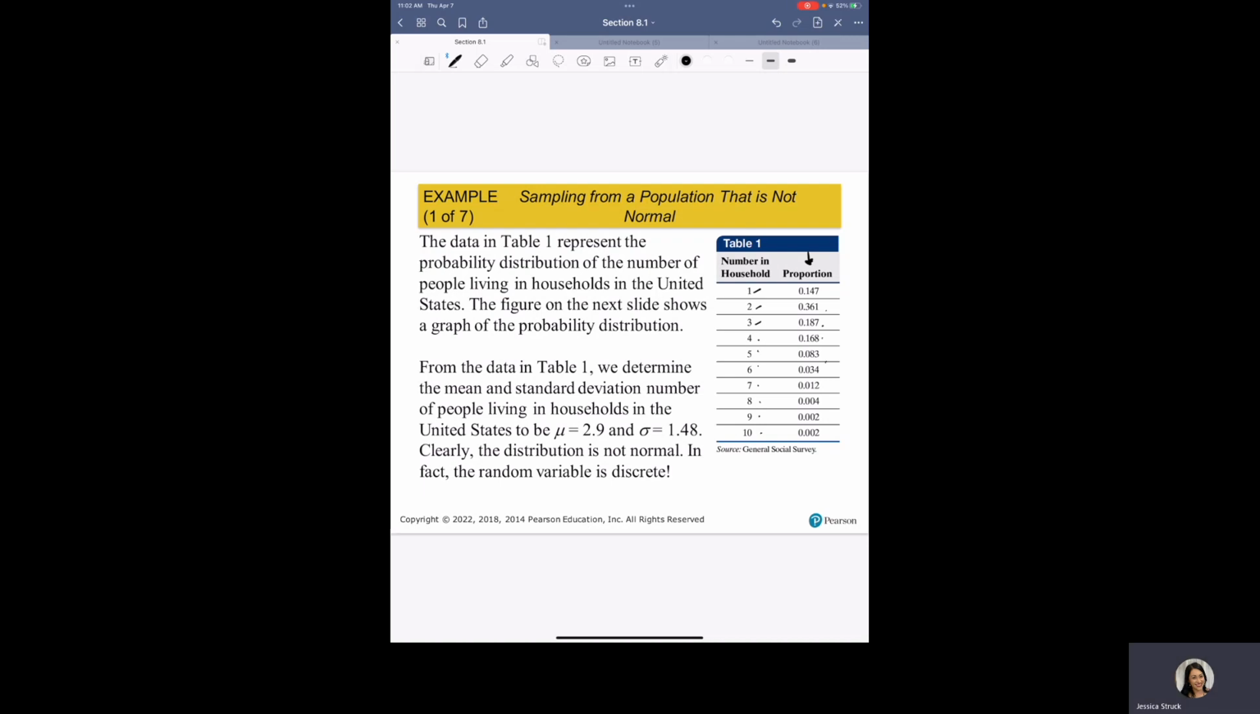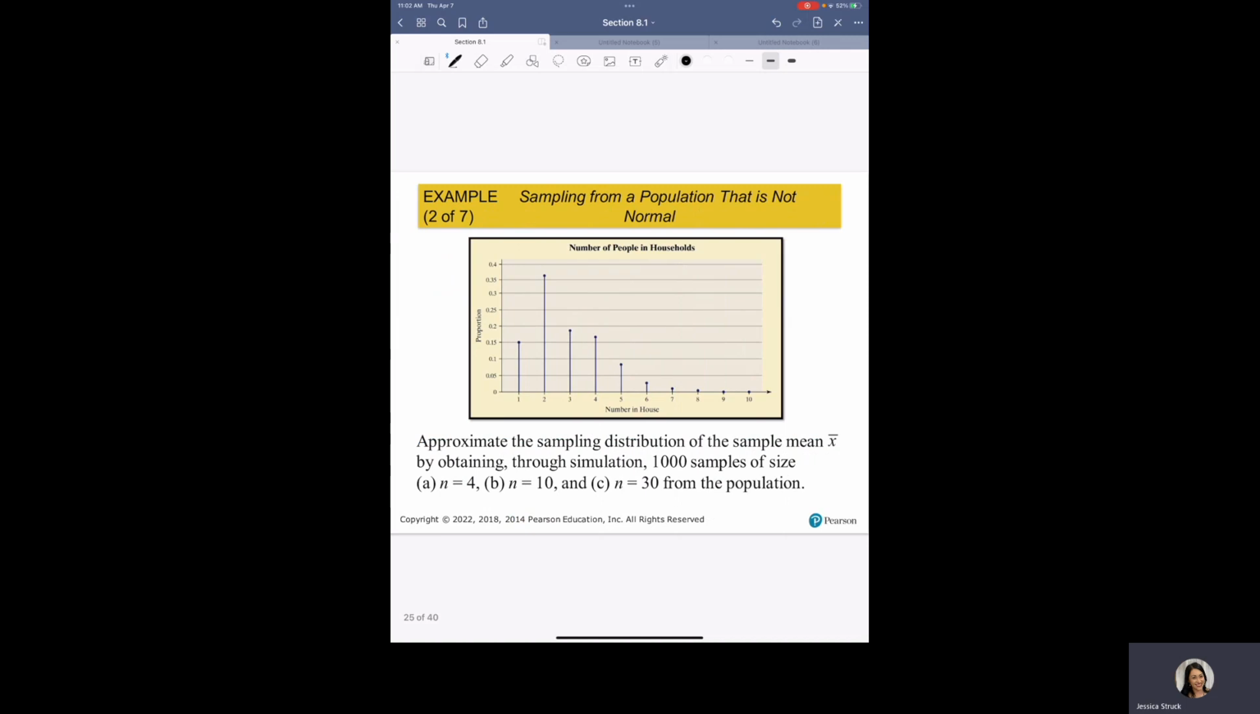From the table, we can get both the mean and the standard deviation for the number of people living in a household. We find the mean to be 2.9 and the standard deviation to be 1.48. Problem is, we're not working with a normal distribution. We're actually looking at a random variable that is discrete. So we have something that looks like this here. Number of people in a household we know is not continuous, so we do not have normality. We have this skewed right situation here. What can we do?